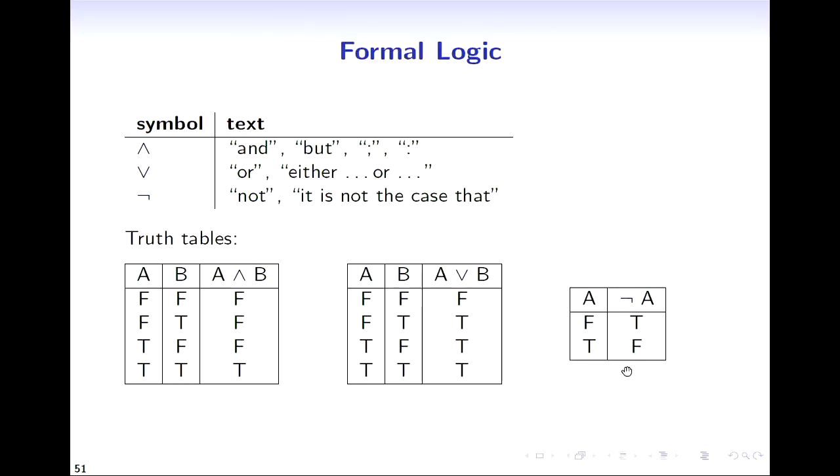For negation, I think this is also pretty clear and straightforward. If A is false, then the negation of A is true. If the program does not terminate, that is, it is false that the program terminates, then we would say it is true that the program doesn't terminate. And if the program terminates, then we would say that it is not the case that the program doesn't terminate, or the program not terminating would be false.